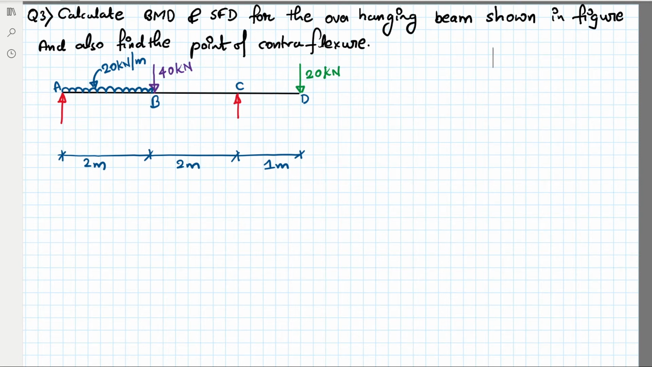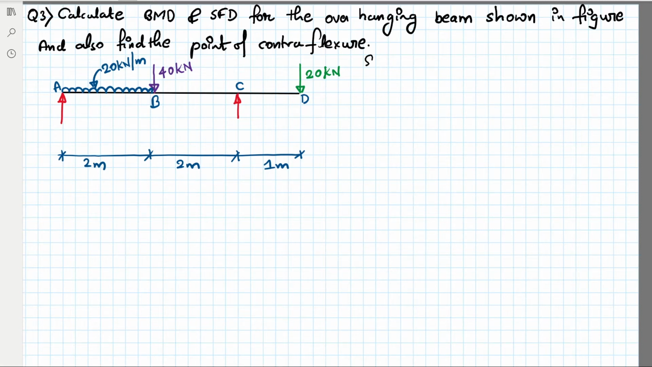Hello everyone, in this video tutorial I am going to explain how to develop the BMD and SFD for the overhanging beam for the shown figure. I am also going to find the point of contraflexion. The point of contraflexion is the point where bending moment changes its sign from positive to negative or negative to positive. The first step in the problem is the calculation of support reactions.